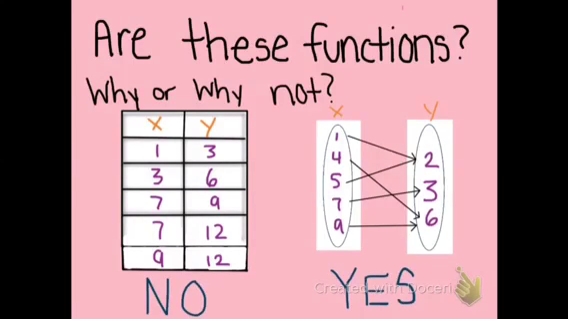Let's look at the first one, the function table. Your answer should have been no, because the x value 7 is repeated. For the second one, the mapping diagram, you should have gotten yes, because no x values are repeated. Even though the 6 is repeated, it doesn't mean it's not a function, because you're only seeing if an x value is repeated, and 6 is a y value.